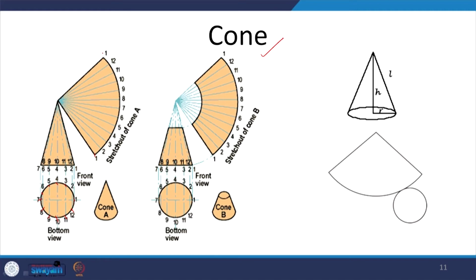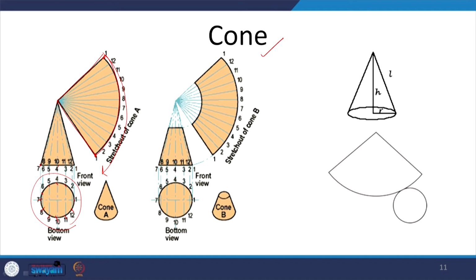Now what we have actually is this slant length. The slant length of the cone, which is what we will get from the front view when we draw the cone. So this is the radius of this surface. Now what is the total length of this arc? It is equal to the circumference of this circle. So what we will do, we will have to calculate, we will draw this circumference, the radius is this, and we will get this curve here.